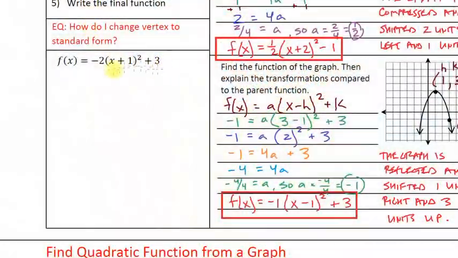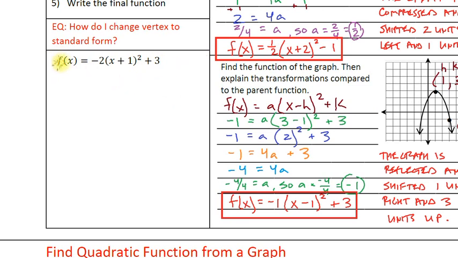Problem, and that is, how do I change vertex to standard form? There are some situations where we may have something in vertex form. We want to convert it to standard form. The good news is, class, you've already covered how to do this in your polynomials section. All we're going to do is distribute until we get it in standard form.